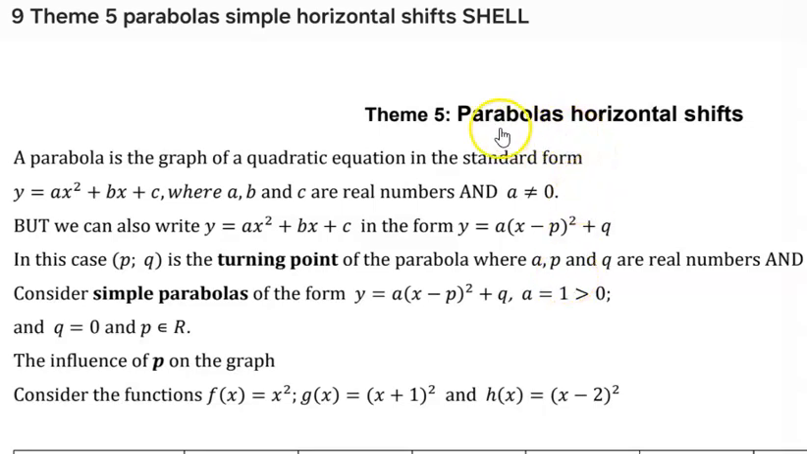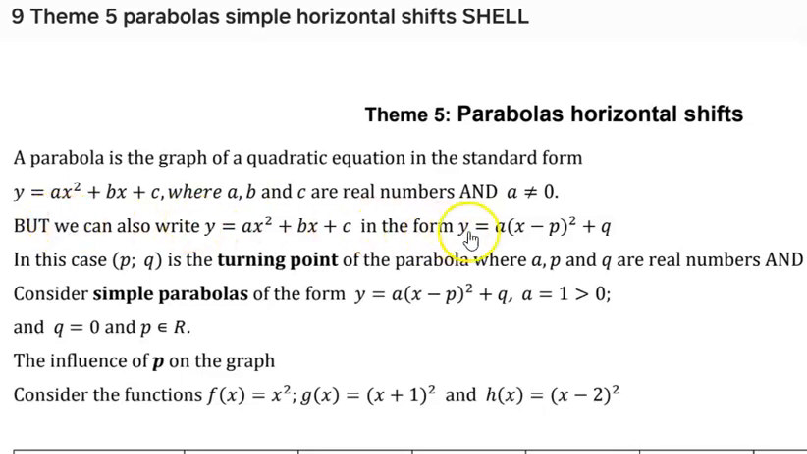In this video, we're going to look at horizontal shifts for parabolas. Remember that we have the standard form y equal to ax squared plus bx plus c, where a, b, and c are real numbers. And we always choose a not to be 0, otherwise the first term ax squared will disappear and then we are just back with a linear equation.